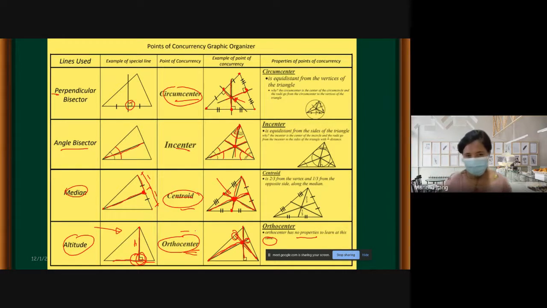So take note of these terms. You have the circumcenter, the incenter, the centroid, and the orthocenter. During the board exam, some of the problems will not mention or will not display the illustration. They just mention this is the orthocenter, this is the centroid. So you just need to familiarize how the centroid and how the orthocenter are being illustrated.